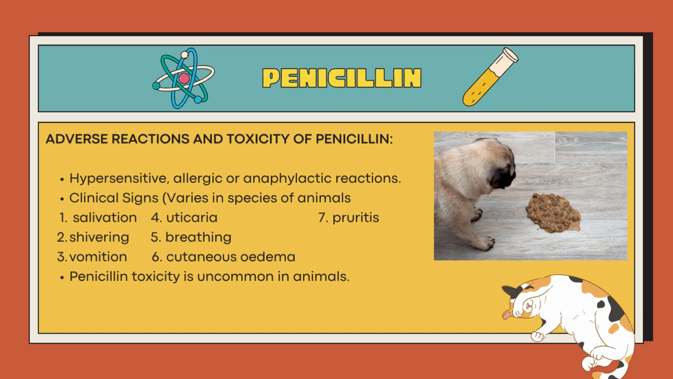Hypersensitive, allergic, or anaphylactic reactions, mostly along with streptomycin, are reported in dog, cattle, and horse following prior sensitization to the antibiotic. The clinical signs noted were salivation, shivering, vomition, and urticaria in cat and dogs; labored breathing, salivation, cutaneous edema, and froth from nostrils and mouth in cattle; and urticaria and pruritus in horse. Overall, penicillin toxicity is uncommon in animals.